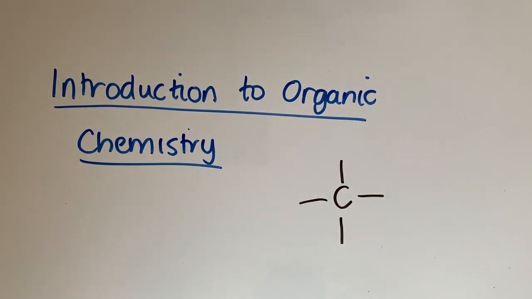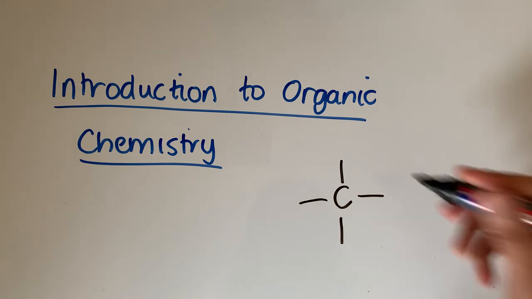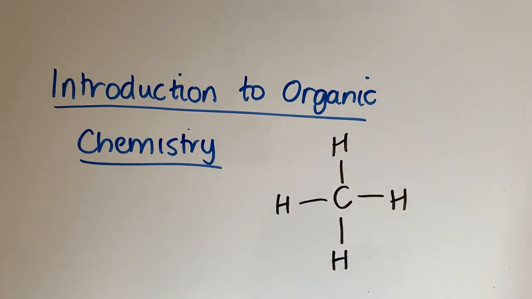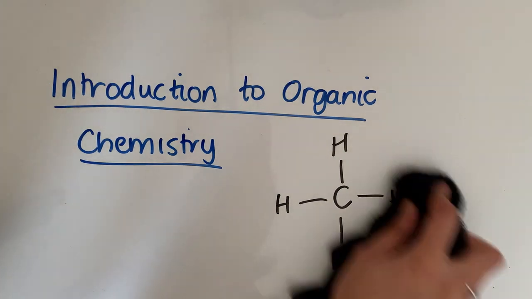Leading on from that, the simplest type of organic molecules are hydrocarbons. So if I just put in hydrogens here, this is the simplest hydrocarbon. And the reason it's called a hydrocarbon is because it's a molecule containing carbon and hydrogen atoms only. There are other organic molecules that contain other elements, which we will look at, but essentially that is what a hydrocarbon is.